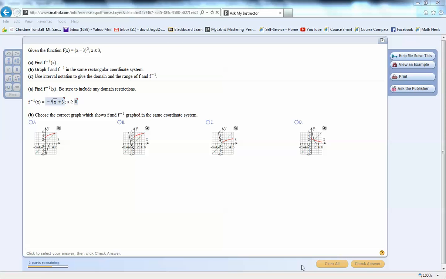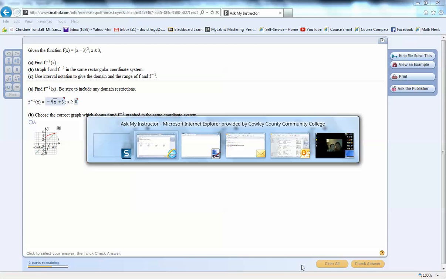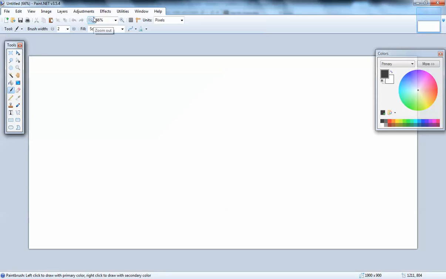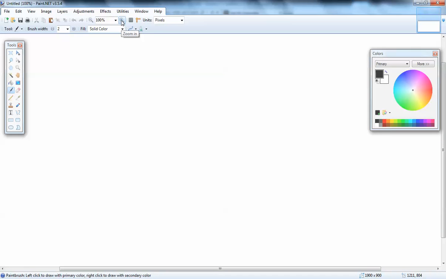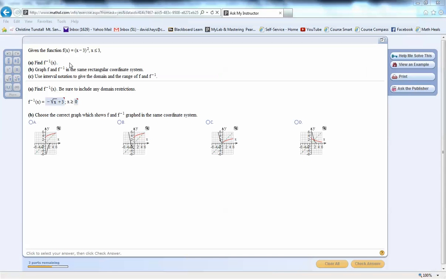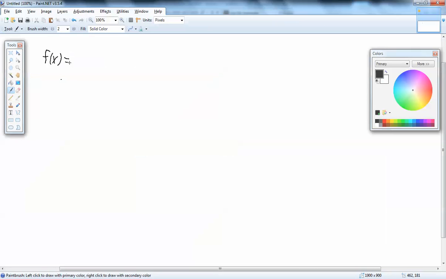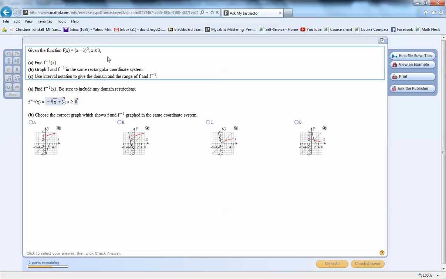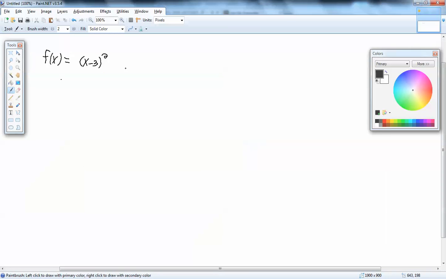Let's take a look at this problem. We've got f of x is equal to (x minus 3) squared, x is less than or equal to 3.